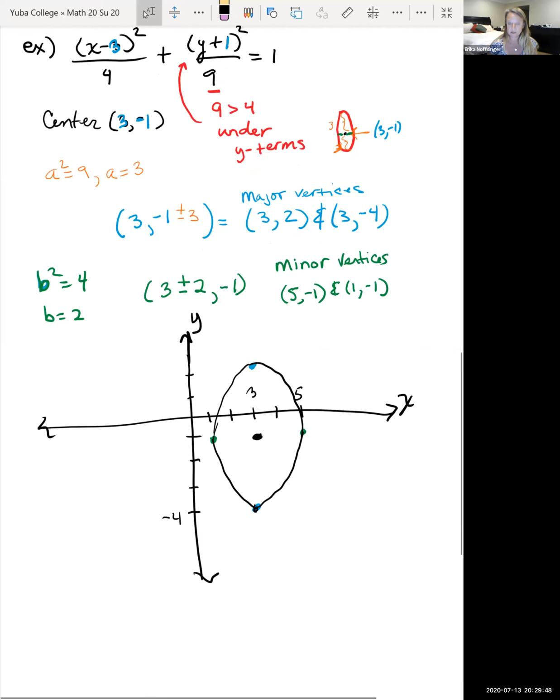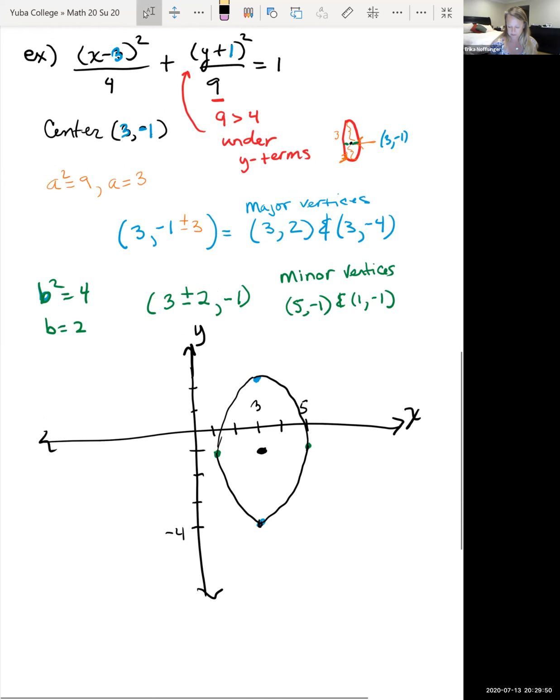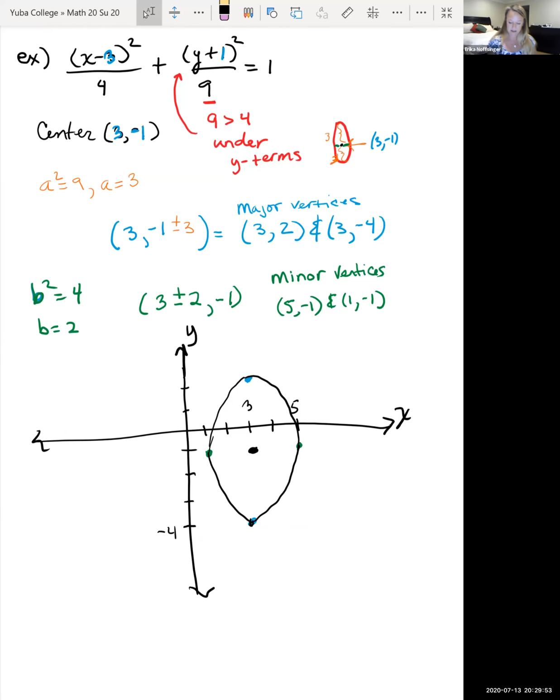Okay, so this one was already in standard form, so I could tell what the center was and my A and B values. Sometimes it's not given in that form, and so we have to complete the square. So if we had 4x squared plus 3y squared plus 8x minus 6y equals 5.